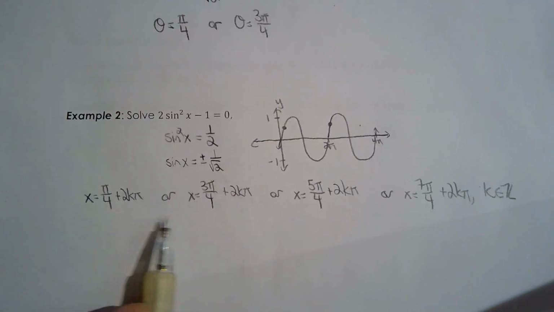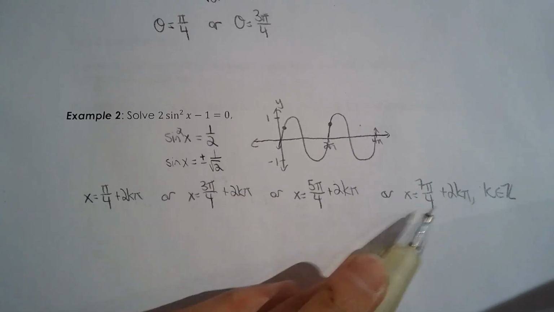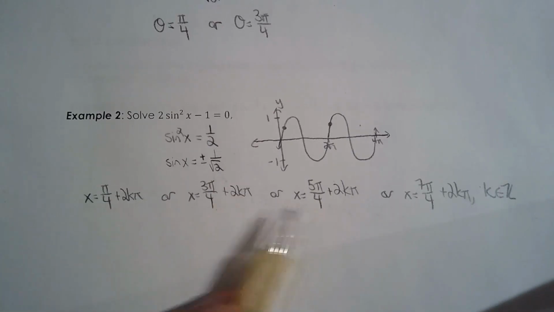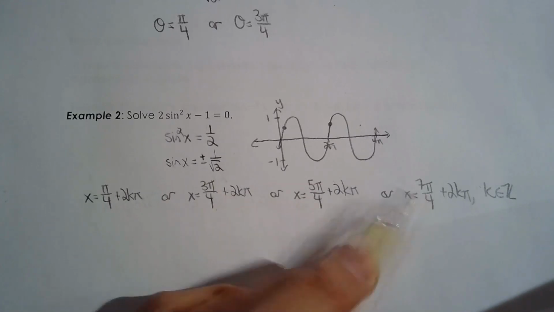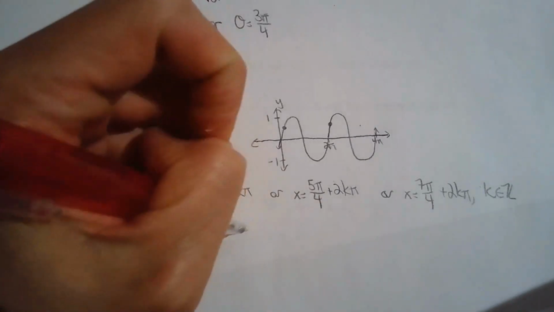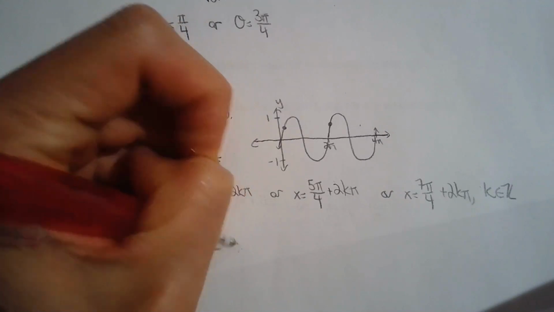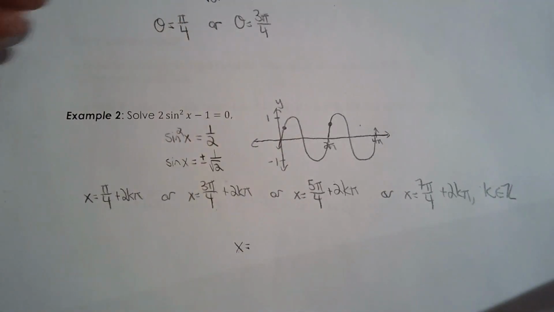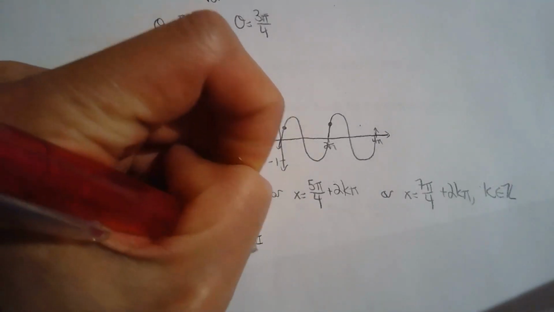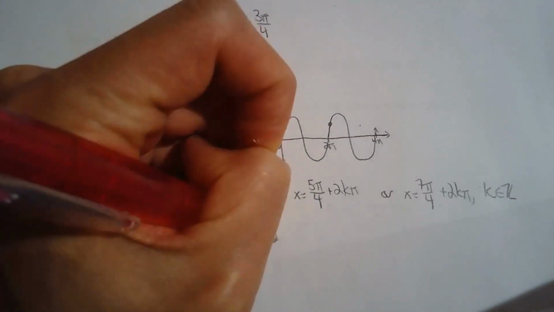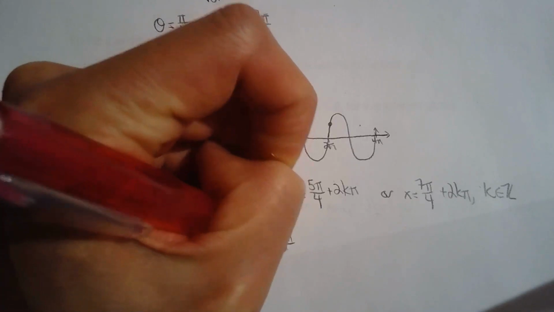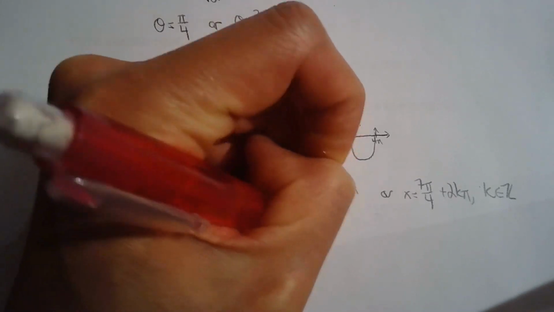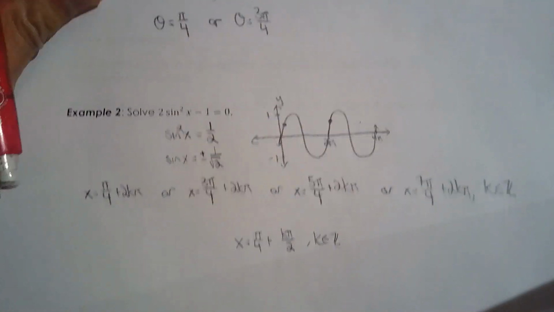Now, this is actually a very long-winded way of writing the solution. There's actually a pattern. I don't know if you've noticed. Pi over 4, 3 pi over 4, 5 pi over 4, 7 pi over 4. So in fact, you could have said, quite simply, x is equal to pi over 4 plus k pi over 2, where k is an integer.